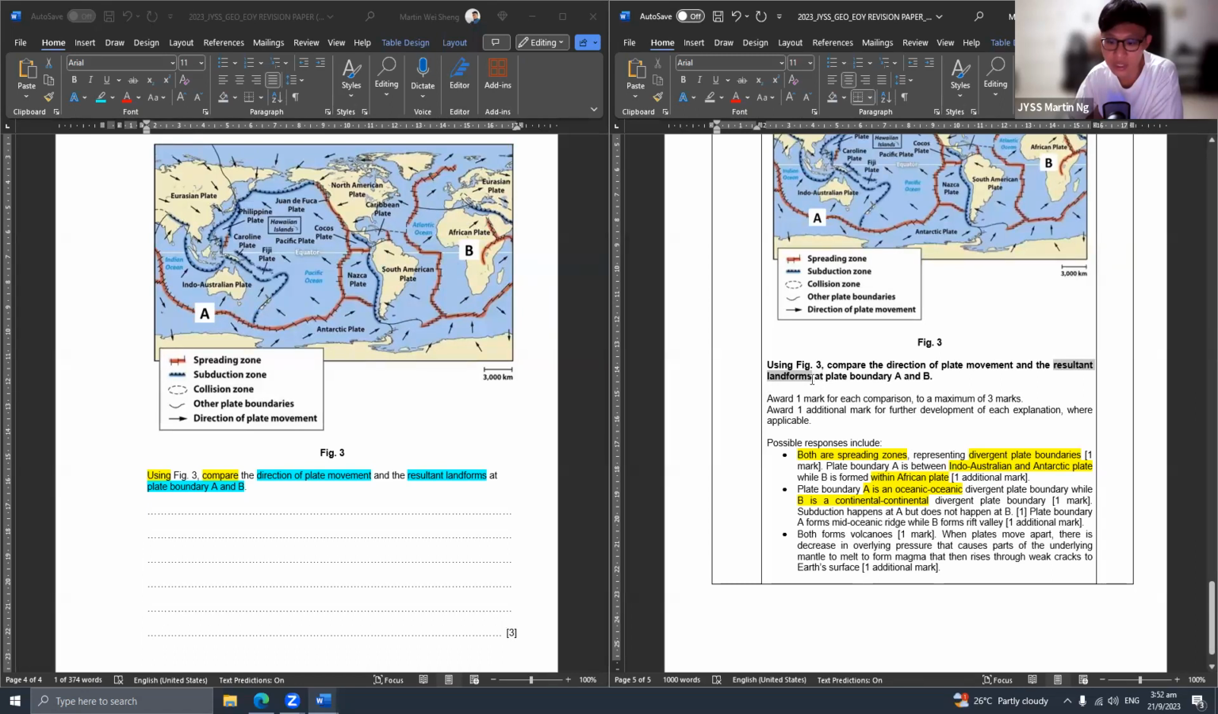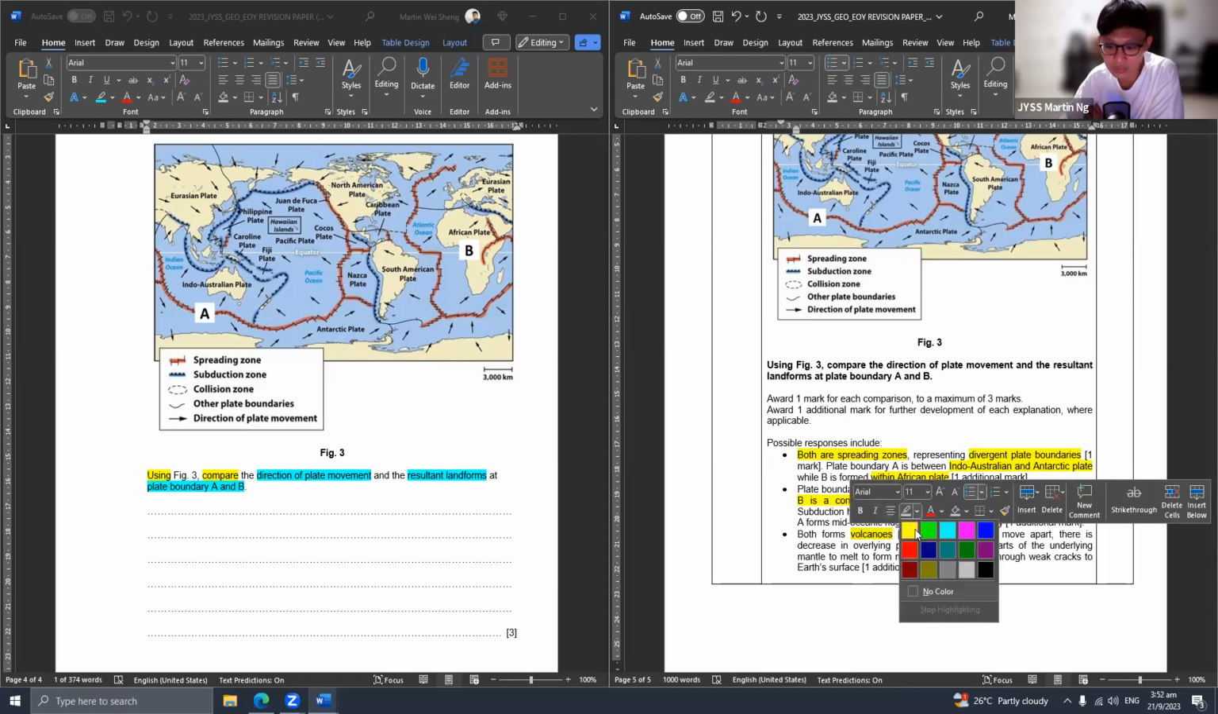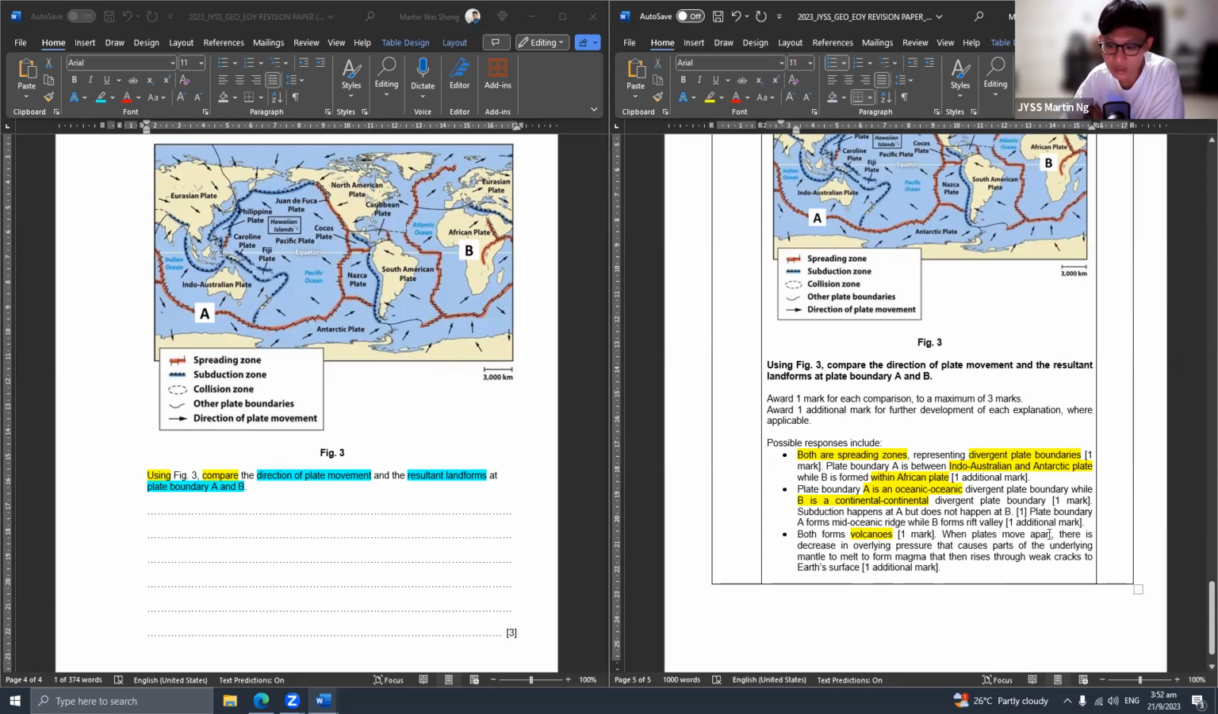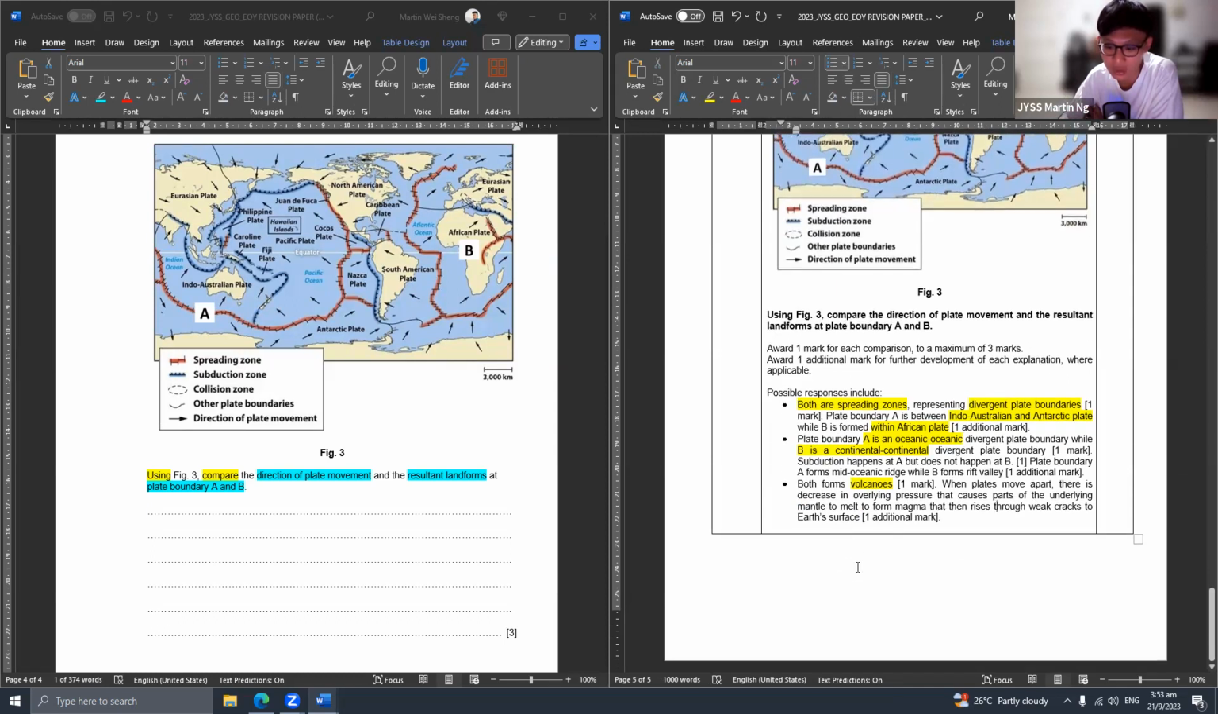And finally, the last comparison I can make, because the question is asking about the resultant landforms, right? So when two plates move apart, what is common between the resultant landform? It would actually be volcanoes. So both of them form volcanoes. When the plates move apart, there's a decrease in overlying pressure. So that is my elaboration. It causes parts of the underlying mantle to melt to form magma, and then it rises through the weak cracks in the surface to form volcanoes.